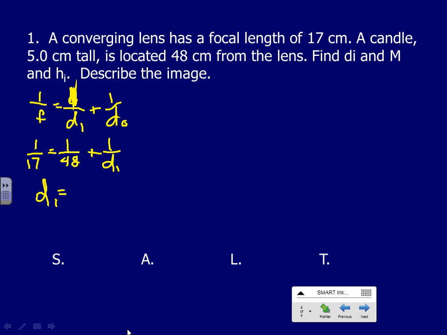We might need one more step here. Remember, we've got to bring this to the other side. 1 over 17, bringing the 48 to the other side, minus 1 over 48 equals 1 over di. 17 inverse minus 48 inverse equals. That's not the answer yet. Inverse the answer again. Flip it back. Shane, what do you got?